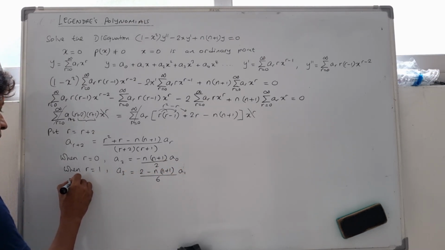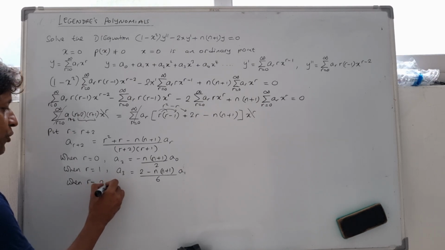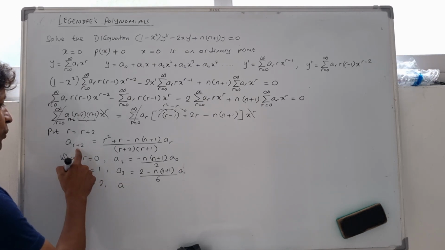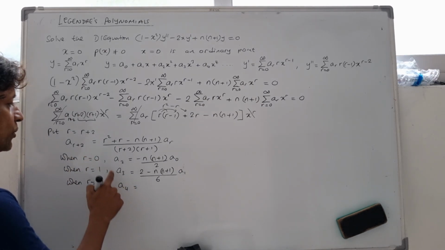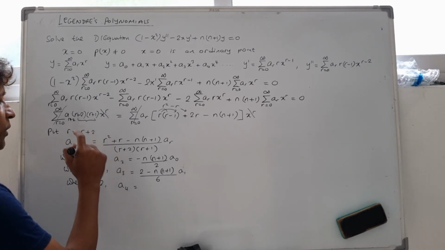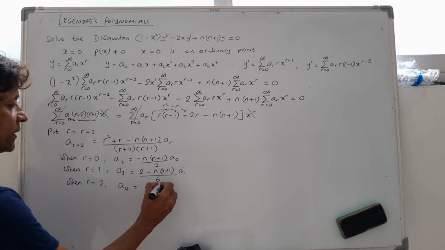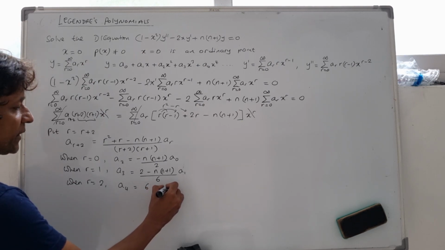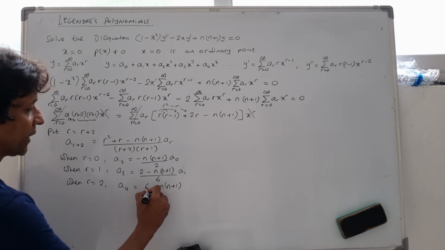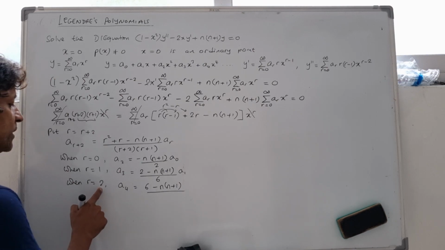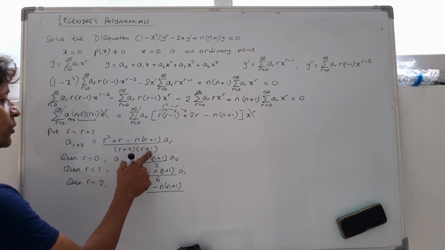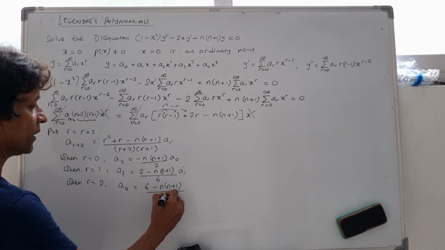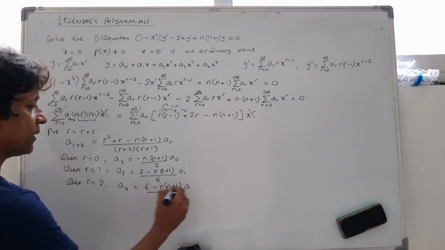So when r is equal to 2, I'm going to get a, 2 plus 2 is 4, is equal to 2 squared is 4, 4 plus 2 is 6, so I get 6 minus n into n plus 1, and all of that divided by, because this is 2 now, 2 plus 2 is 4, 2 plus 1 is 3, 3 times 4 is 12, so I got 12, a 2.